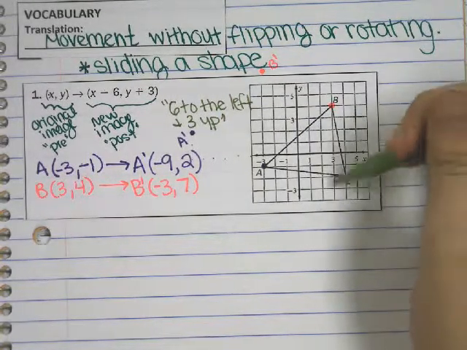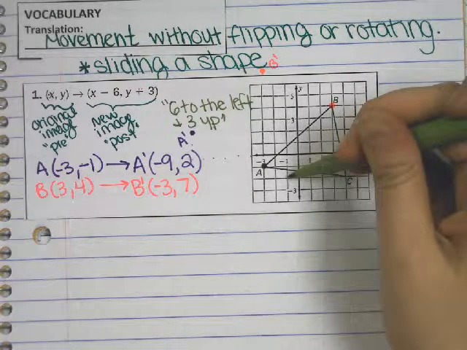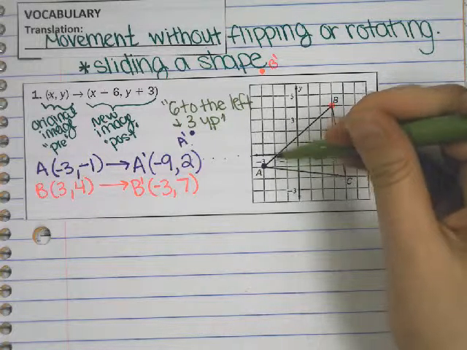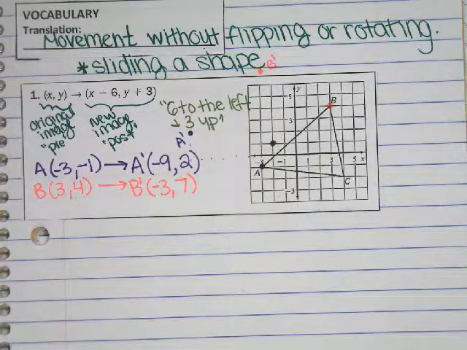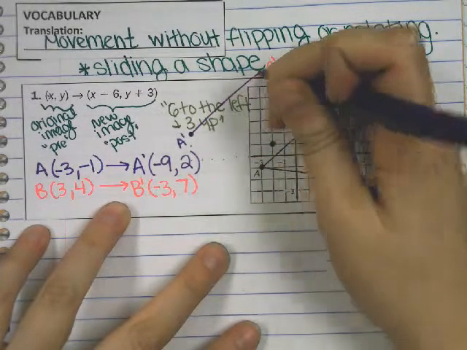So if you wanted to figure out where point C is going to be, you're going to go 6 to the left and you're going to go up 3. Right. When we draw in our shape, I'm just going to go across the words, but I think that'll be okay.